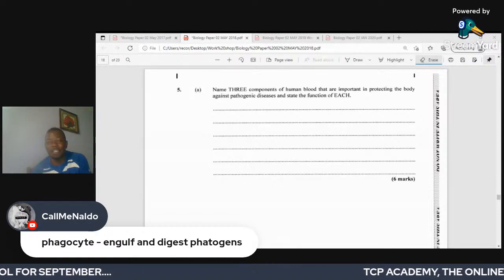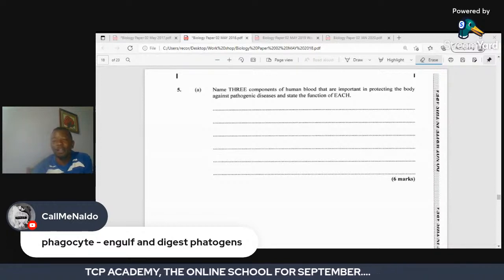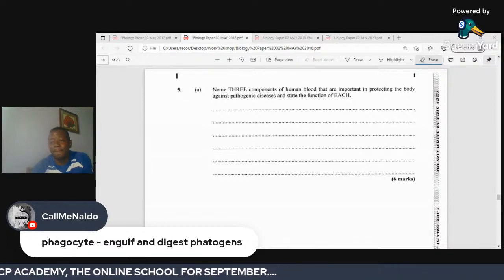All right, so we have placed the phagocyte on screen. We have placed the lymphocyte on the screen. What about the platelets? What about the platelets? What's the function of the platelets?